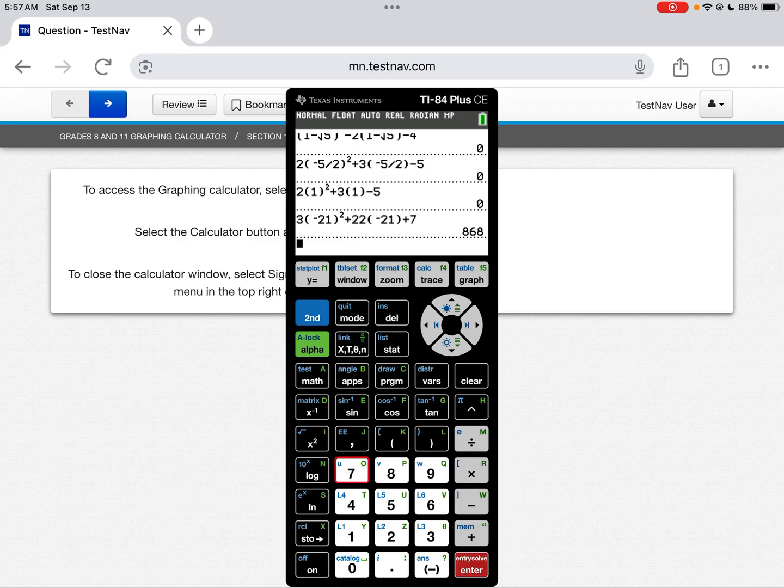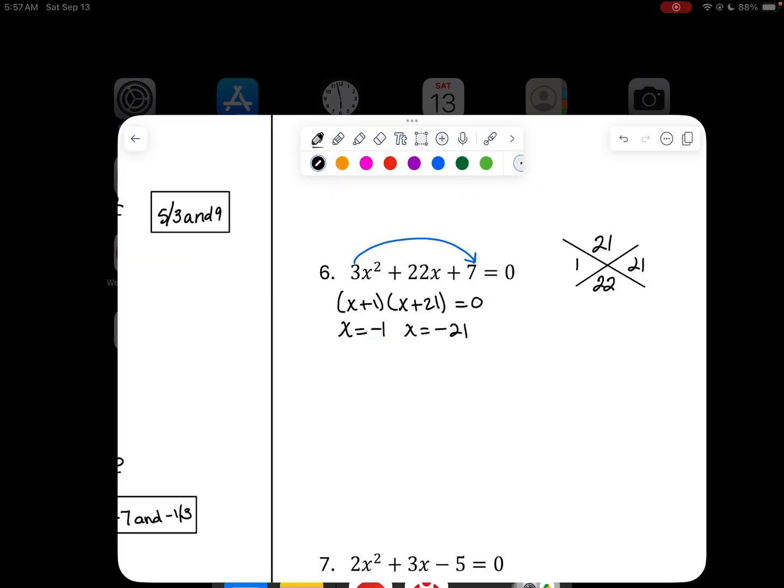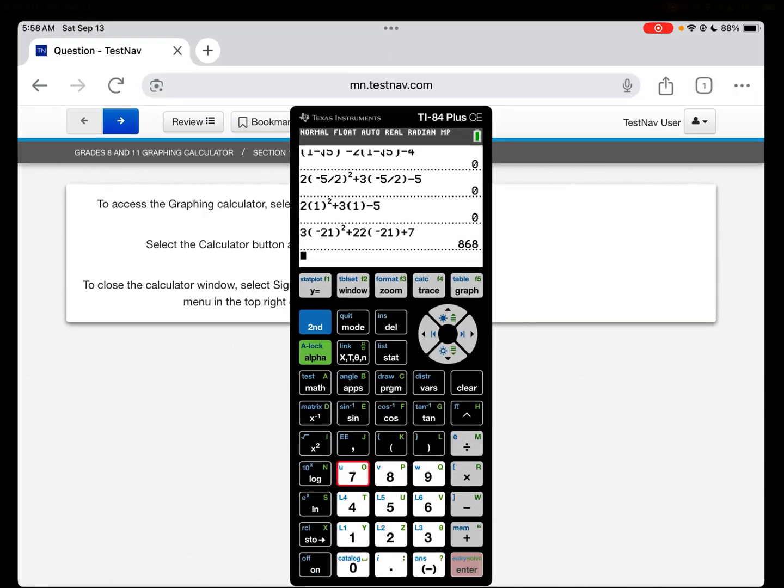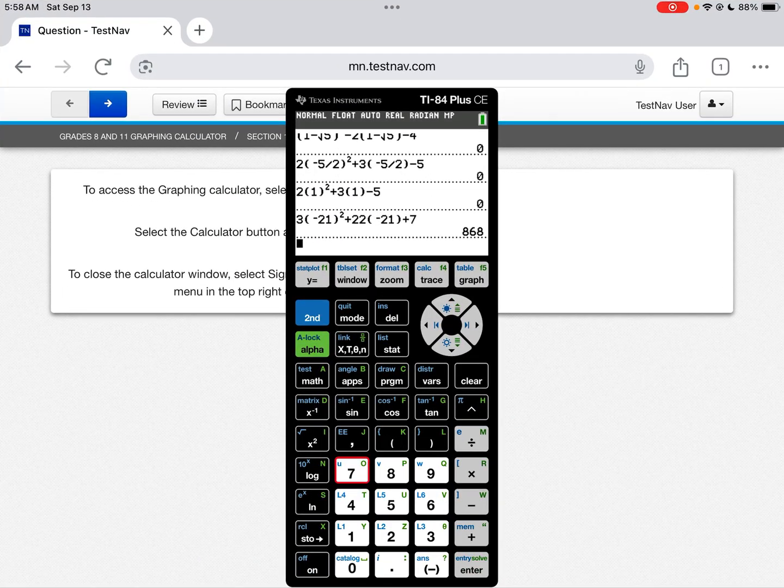And it doesn't. I can't believe the easiest problem on the page I did wrong. The factors of 21 that add up to 22 are 1 and 21. Oh, negative 1 and negative 21. Did I put negatives in? I did put negatives in.